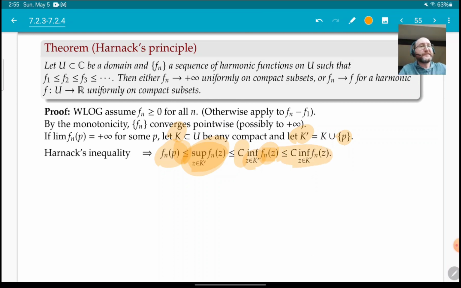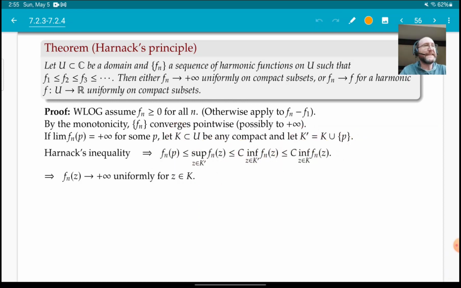So if we replace that infimum by the infimum over K, we get an inequality here. So we get that f_n at p is less than or equal to C, which is a constant that only depends on K, times the infimum of f_n over this K, right?